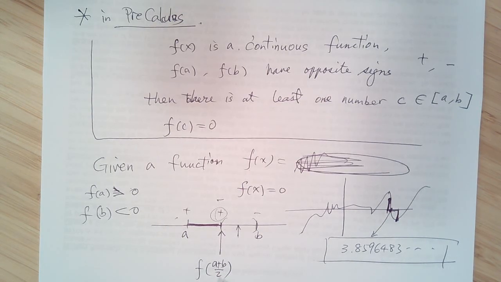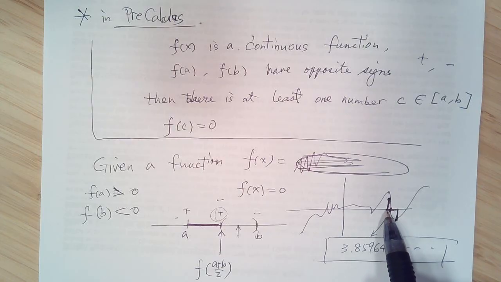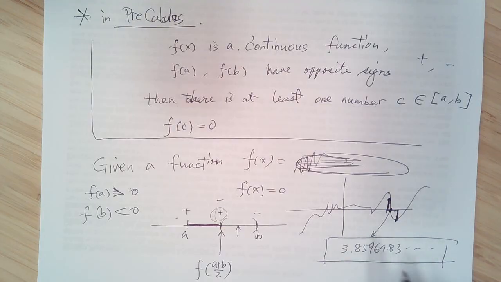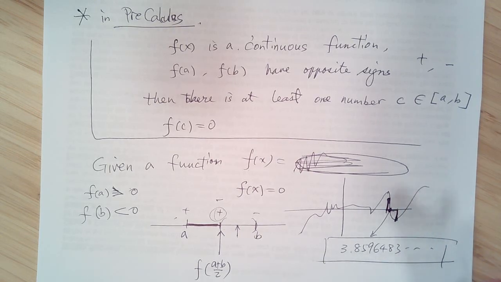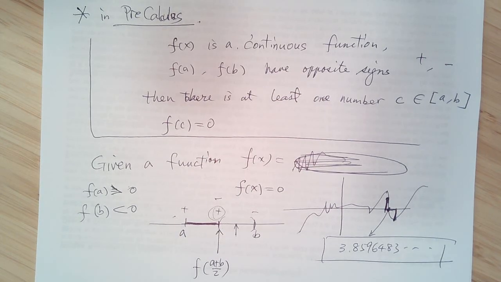You use this method. You probably find somewhere between 3 and 4 the function value has a different sign, so you take 3.5. You find 3.5 has opposite sign with 4, so there's a solution between 3.5 and 4. Then you pick the midpoint, 3.75. So you just keep doing this. This is how you use it. If you like computer programming, you can write a program with a lot of if-then statements, and the computer can find the solution for you easily.